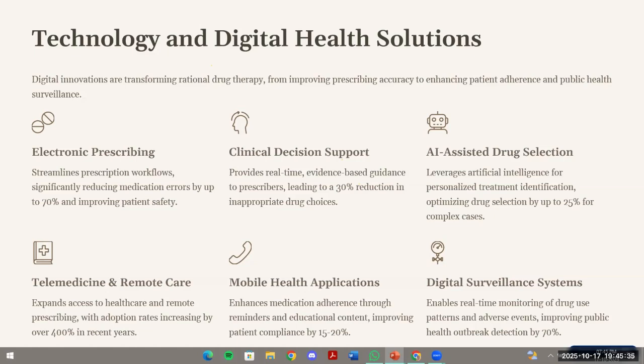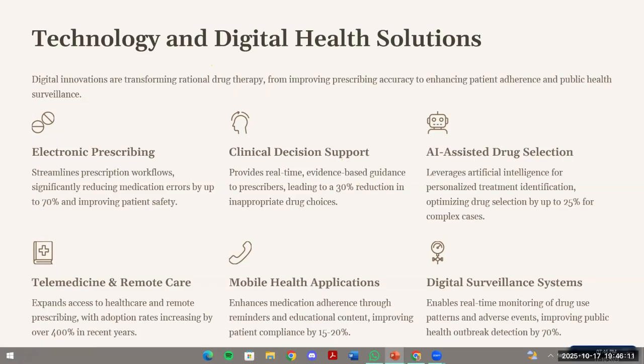Not only by all these aspects will we be able to improve rational drug use, but also by technology. We talked about simulation, and we talked about the global level. There is another level where technology and digital health solutions are also transforming rational drug therapy, improving prescribing accuracy, enhancing patient adherence, and supporting public health surveillance. How can we do this? Nowadays, we are in the digital era. That is electronic prescribing, so we will not have problems with small letters and cursive writing on the prescription.